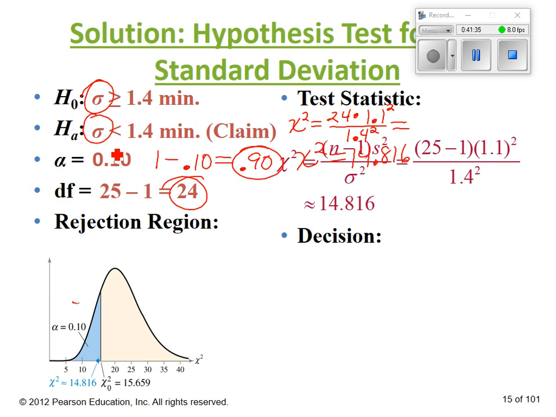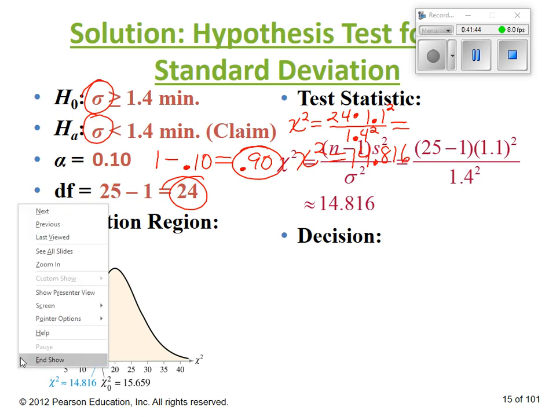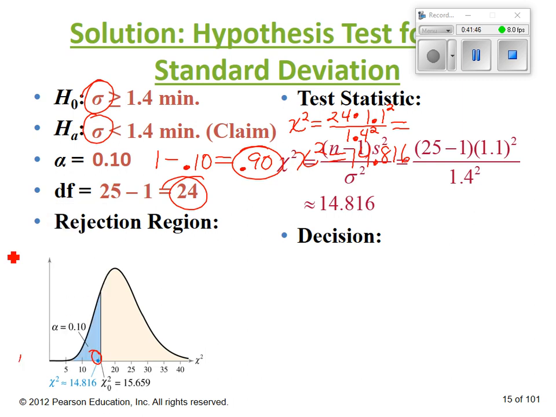Then we check that and it falls somewhere about right in there. So what's that tell us to do? Fail to reject. Which one is it? It's in the shaded region, that tells us to reject, right? Yeah, exactly. So we reject the null.